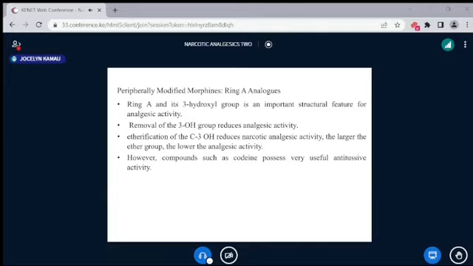Etherification of the carbon 3 hydroxyl, like in codeine. So when you etherify, when you put an O, like OCH3 or OC2H5, then you reduce narcotic and analgesic activity, and the larger the ether group, the lower the analgesic activity. So that is important. We are saying etherification will reduce activity directly in proportion to the size of the ether group that you have put.